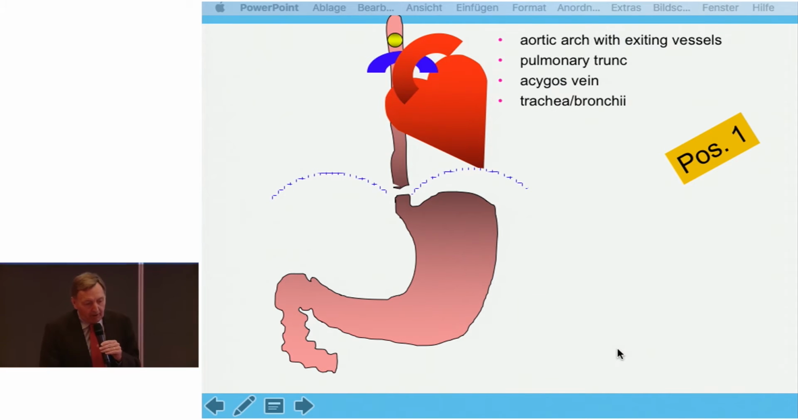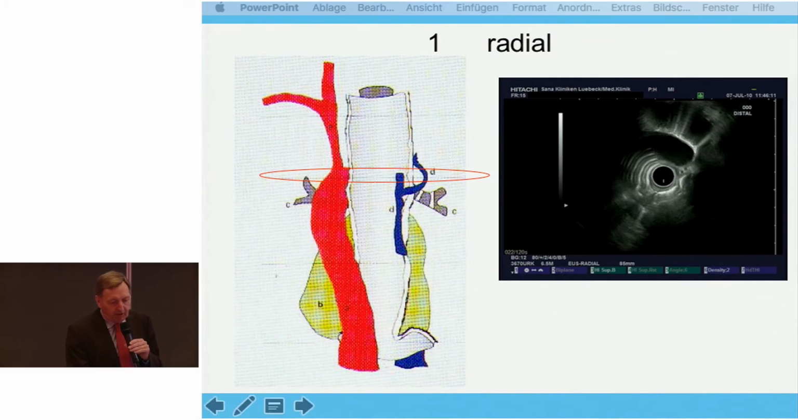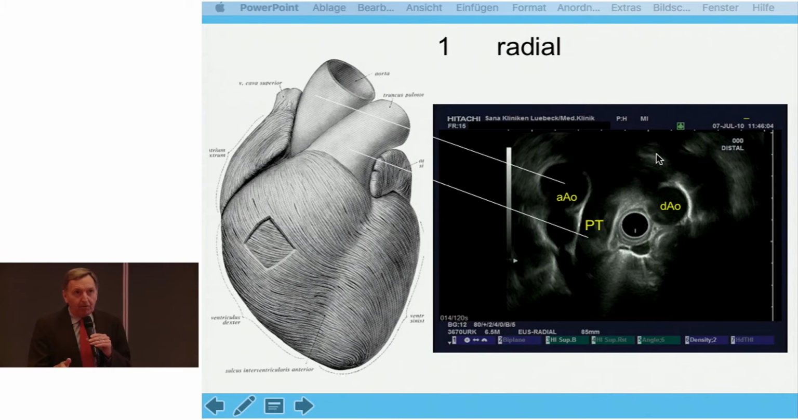We start with position 1 at the level of the aortic arch, and that's very typical for radial scanning that you have the aortic arch ventrally located, so you make a transverse section through the body, through the mediastinum you see here, together with the left lung, the reverberations of the left lung, you see the aortic arch. If you go a little bit deeper, you see the crossing of the pulmonary trunk beneath the aortic arch. On one side you see the ascending aorta, on the other side the descending aorta together with the spine, and this is the pulmonary trunk, a very, very typical image for radial scanning.